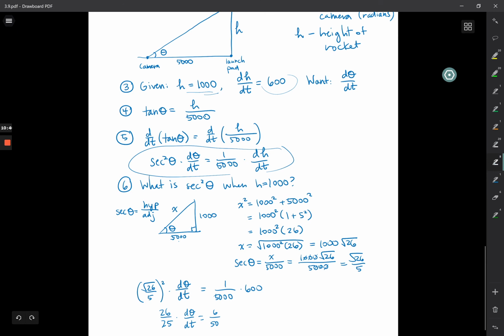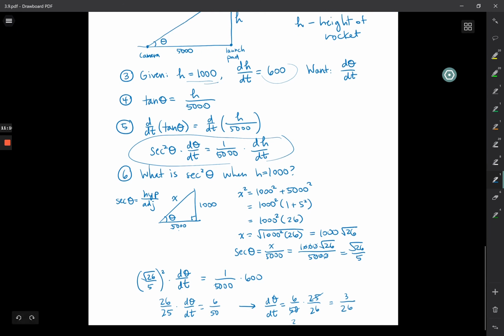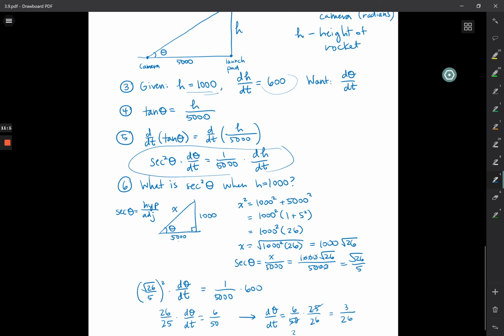And then we would want to multiply both sides by 25 over 26 to get d theta dt by itself. So, okay, I'll do this in 2 steps. 6 over 50 times 25 over 26, and then we can cancel some and then get 3 over 26. Okay. So that is going to be our answer.